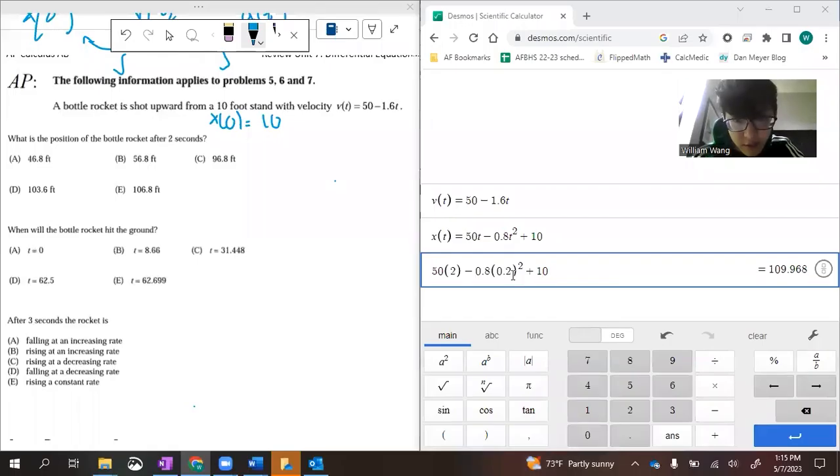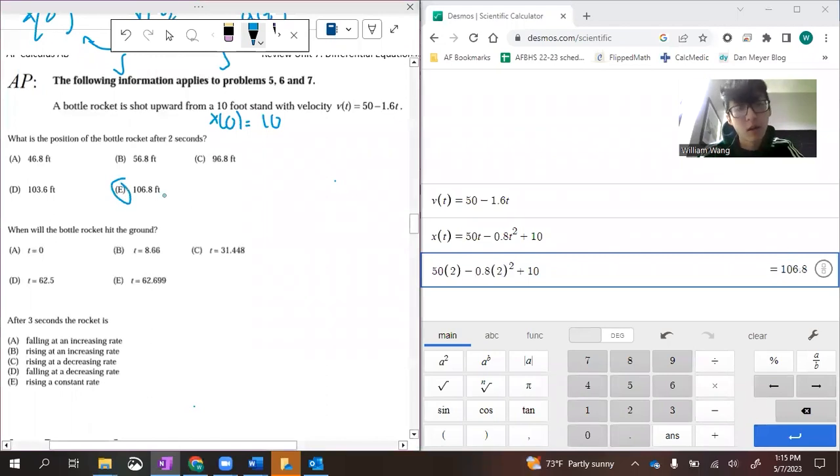All right, that was obviously incorrect, and I realized I plugged in 0.2 here, not just regular 2. There we go. That gives me an actual answer of 1.106.8. All right, when will the bottle rocket hit the ground?